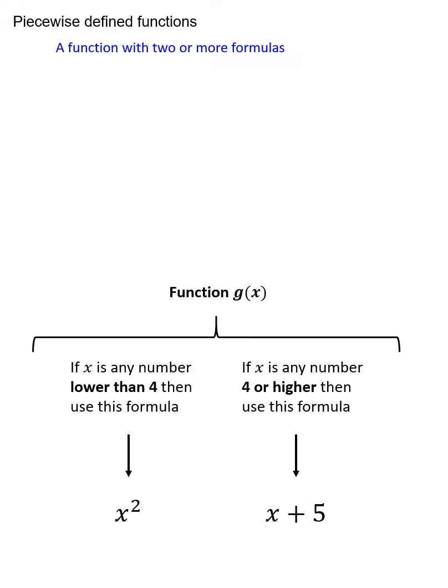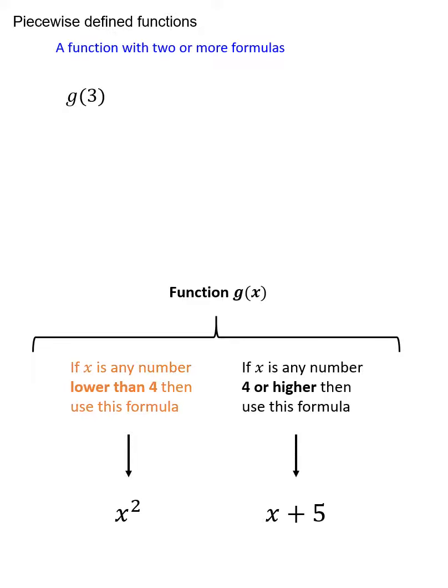Let's look at a function with two formulas. Here's a function. I've decided to call it g. And notice that it has two formulas in it. What if we were asked to find g of 3? Remember, this means that we have an input or an x value of 3, and we want to use the rules of the function to determine the output.